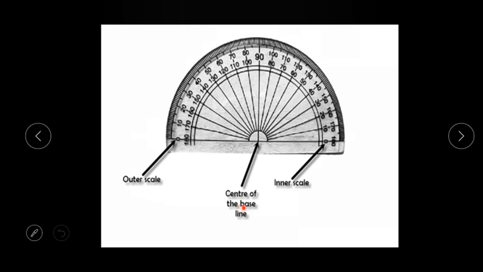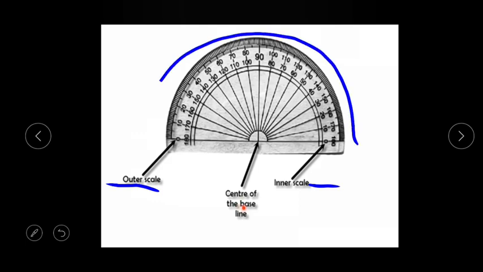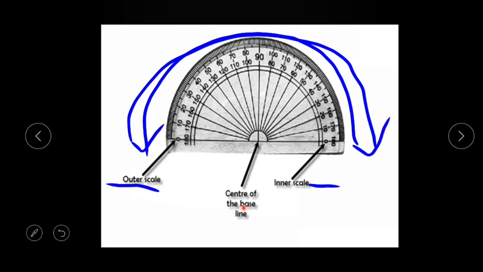As you can see here, the protractor has an inner scale and an outer scale. Both scales have measurements. Both scales start with 0 and end at 180. If you start from left to right or right to left, you can measure angles both ways. They have given measurements starting from 0 degree, 10 degree, 20, 30, 40, 50. These are nothing but degrees in which we can measure an angle.